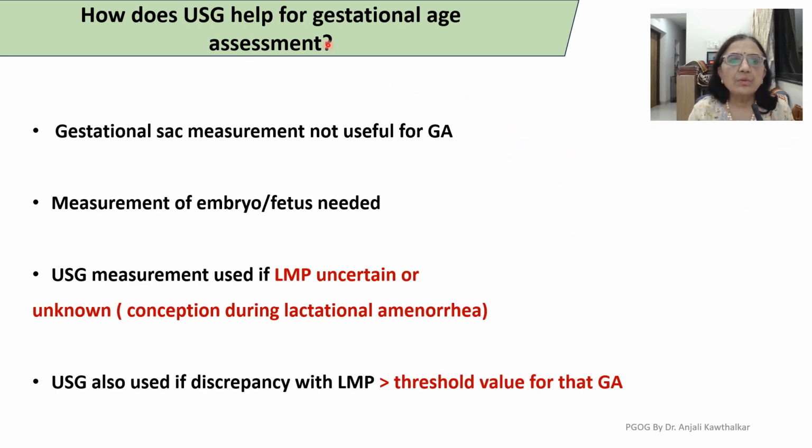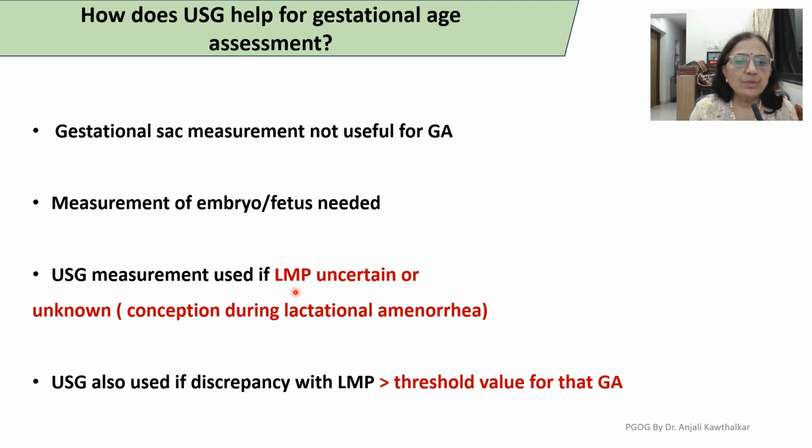Now, how does ultrasonography help for gestational age assessment? How you take the help of ultrasonography and assess the gestational age? If that is the question which is asked to you, then gestational sac measurement in the very early pregnancy, what is seen is only a G-sac, gestational sac, but measurement of that gestational sac is not useful for calculation of gestational age. We need embryo or we need fetus. Measurement of embryo or a fetus is needed for calculation of gestational age.